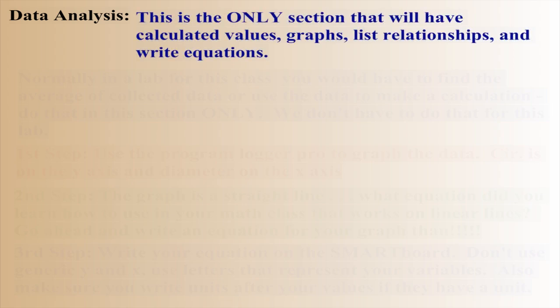So once you get all of your data, and your group takes all those measurements, you then move on to the section of data analysis in your lab report. And in here, this is where you're going to crunch numbers or graph numbers or calculate averages, things like that. So next section, right after you make your data table, data analysis, right? This is the only section that you're going to have those calculated values, graphs, and so on.